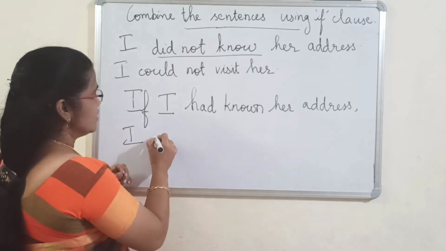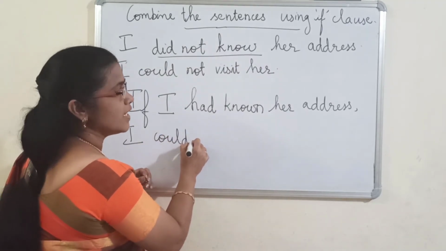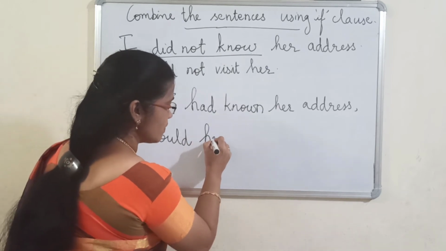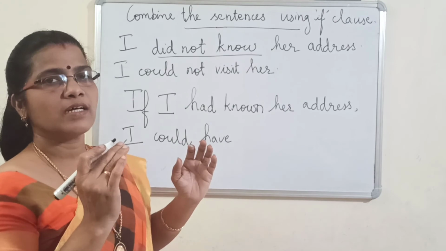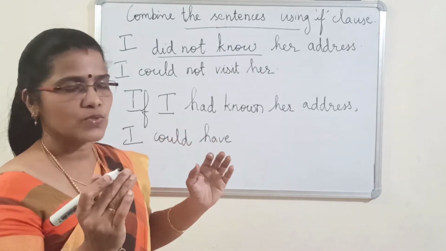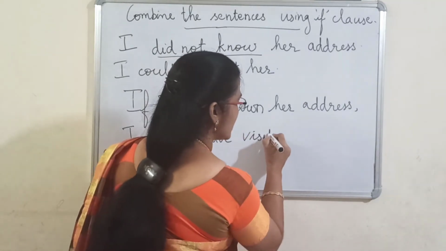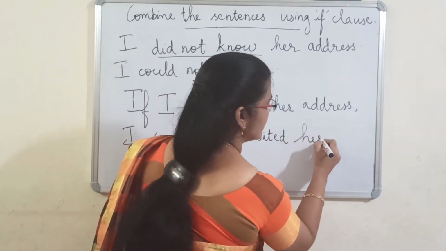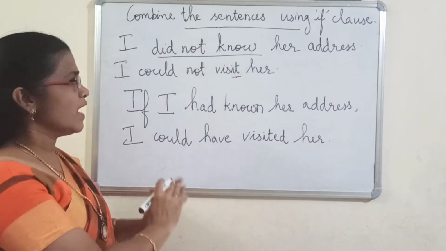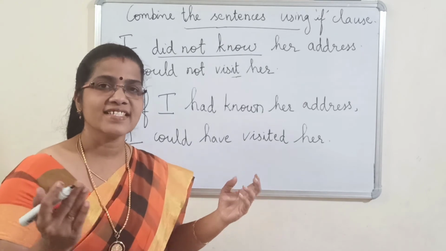So here you can make use of the same modal auxiliary. I could. Now that should be followed by have. You know that in type 3, could have, should have, must have, might have, etc. we use, right? So could have visited her. Visited, past participle of visit is visited. Visited her, right? So if I had known her address, I could have visited her.